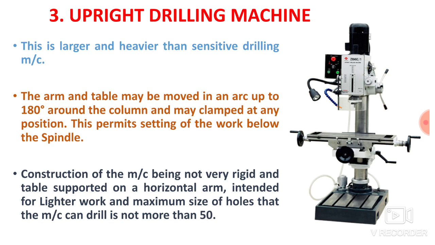The construction of the machine is not very rigid, with the table supported on a horizontal arm. So this machine is not as rigid as the radial drilling machine that we are discussing in the next slide. It is again intended for light work, and the maximum size of the hole that the machine can drill is not more than 50 mm. So this machine is basically manufactured for light work.